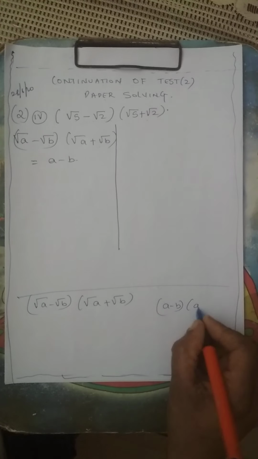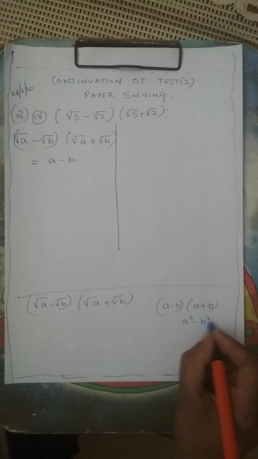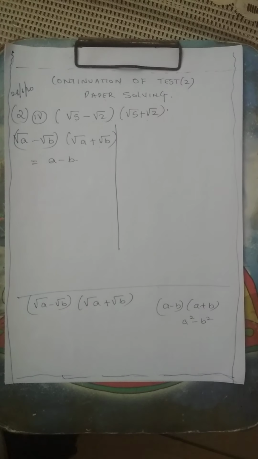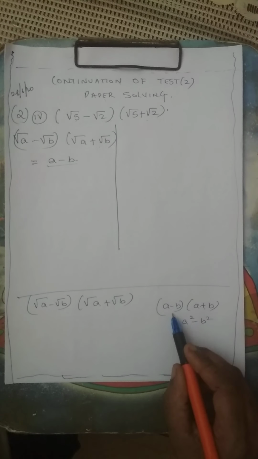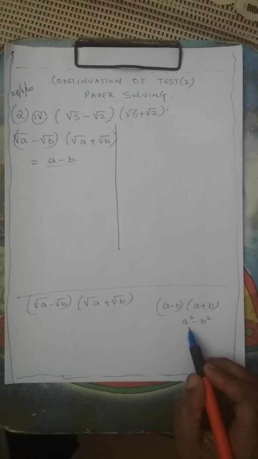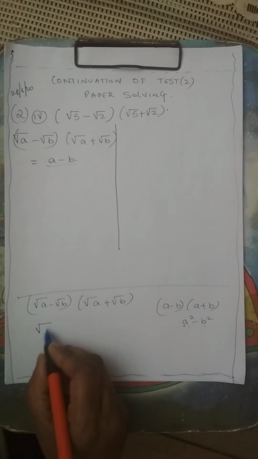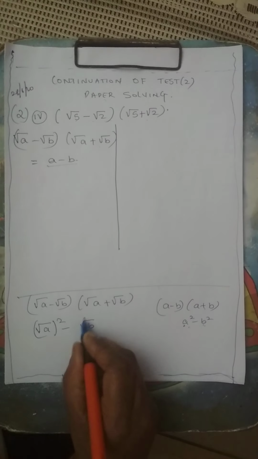A minus B, A plus B. What is A minus B, A plus B? A square minus B square. Now just listen to me. Imagine that you have forgotten and you don't know the answer. So use this identity, where A minus B, A plus B is A square minus B square. So wherever A is there, what you will put? Root A.